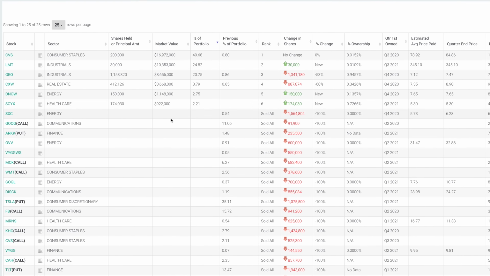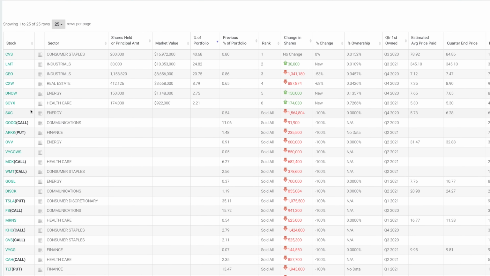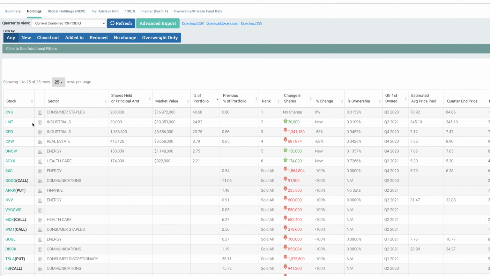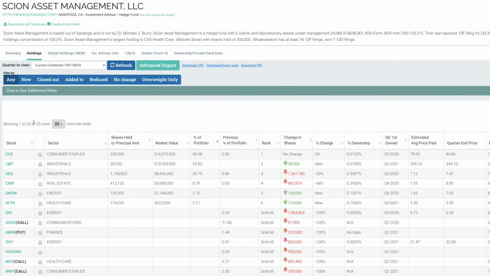So for example, someone like Michael Burry, over the past couple of years, most of the time his portfolio has mostly been made up of put options and call options. So you would have completely missed those if you were using something like Dataroma. You would have only seen a very small fraction of his portfolio.